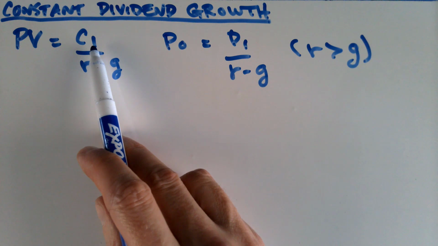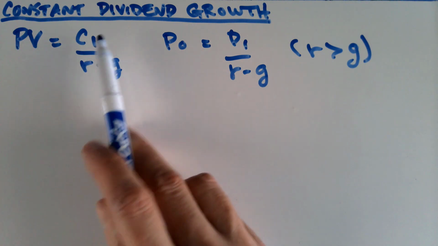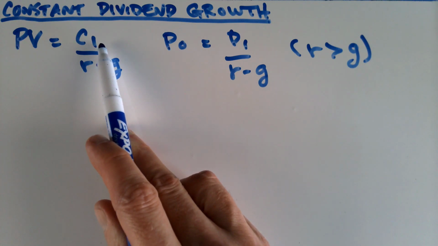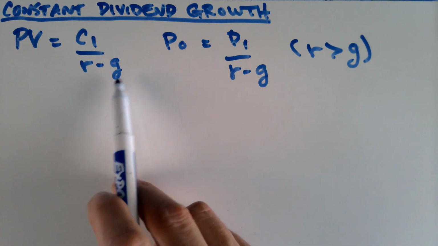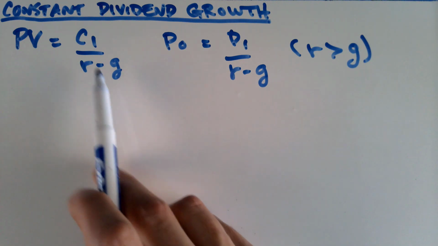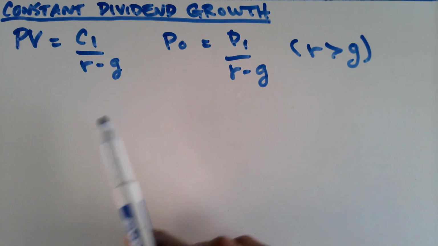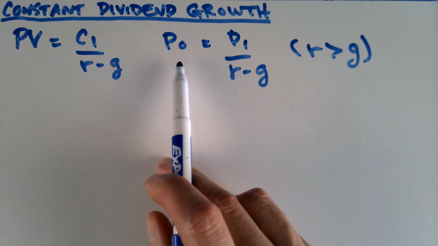Notice that this time the C has a 1 on it, a sub 1. And the reason is that we have to, because the cash payments are growing at a constant rate, we have to designate which one we're talking about here, because C2 is different from C1 is different from C3 and so forth, because they're constantly growing. And down here on the bottom, we have G, which is the growth rate, the rate at which this cash flow is growing.